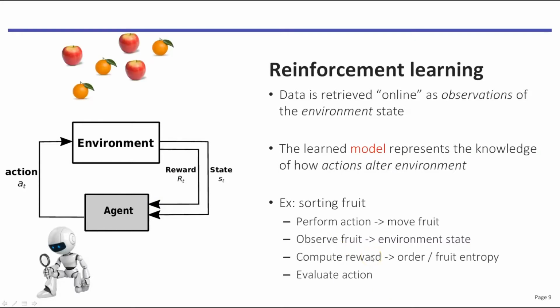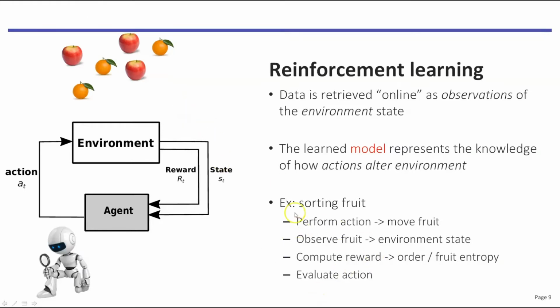So an example of a reinforcement learning scenario would be a robot that tries to learn how to sort fruit, so sort different fruits separately. The setup would be something like we perform an action, which would be to move a fruit somewhere, and then we observe the fruits or the environment state. Then we try to estimate the reward function, which would be, for example, trying to compute the entropy of the set of fruits, if they are ordered or disordered. And then finally we would evaluate the action we performed based on the reward we get from doing that action, so if the change to the environment is favorable or not.